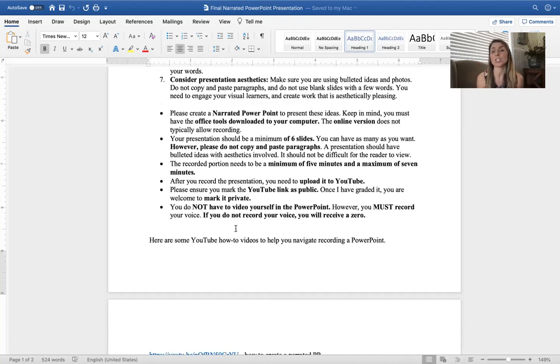And really, guys, that's not enough. It really should be more like 8 or 9. When you consider your introduction, proving your problem, your solution, and then, of course, your works cited page, that's a good amount of information right there. You can have as many as you want, but again, do not copy and paste paragraphs.